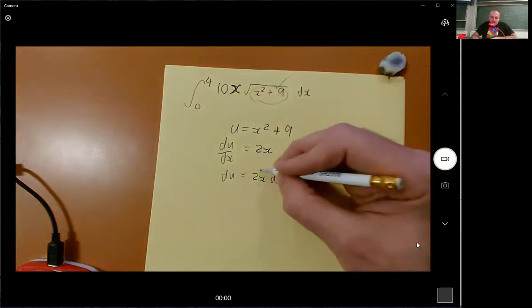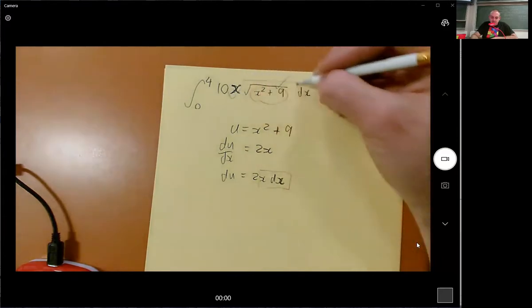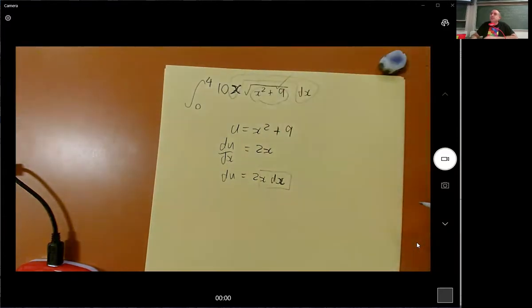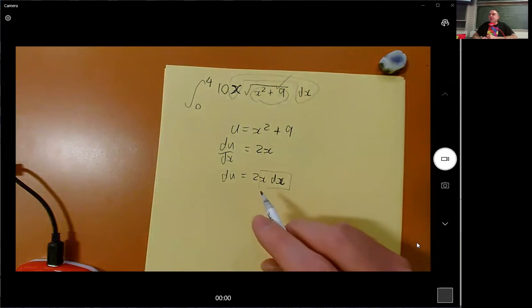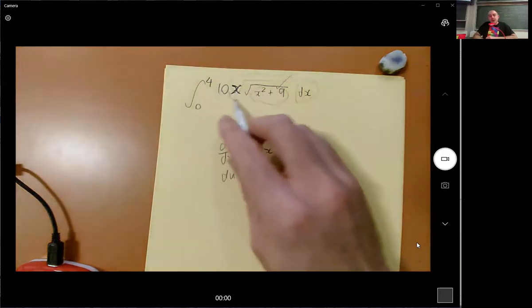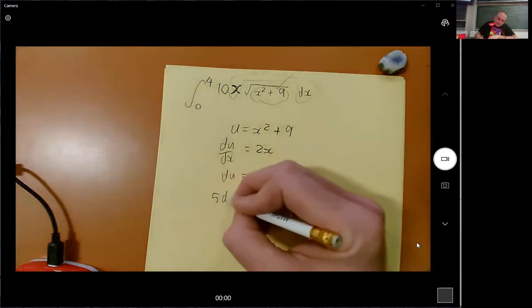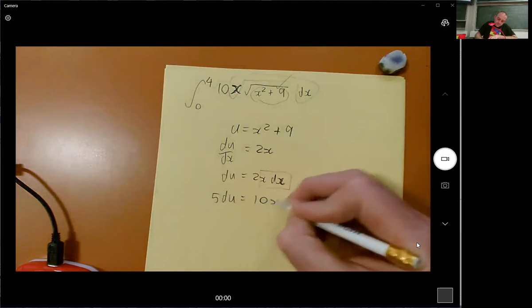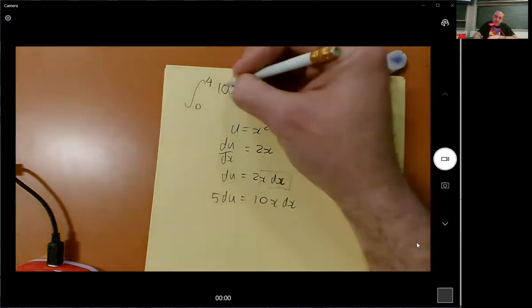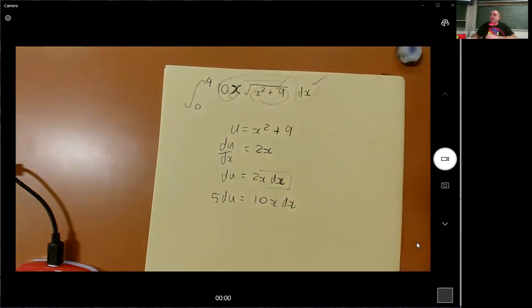I can see an x dx here. But the formula I've got at the moment says 2x dx, and I'd really prefer it to be a 10x dx. So times by 5, that'll do it. And so now my 10x dx can be replaced with a 5 du.